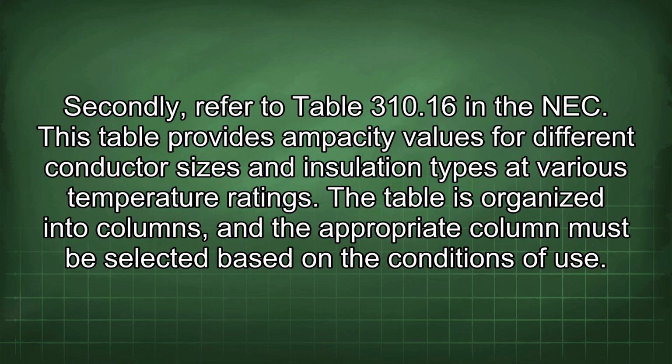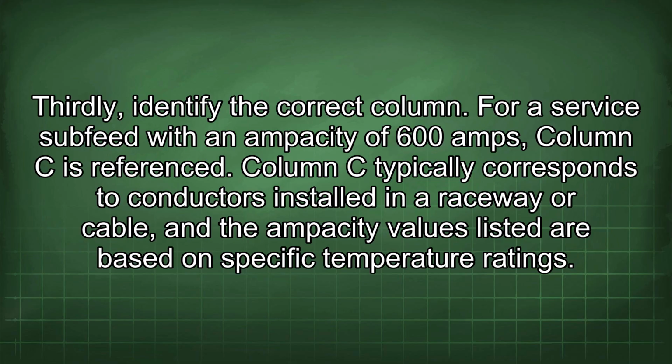Secondly, refer to Table 310.16 in the NEC. This table provides ampacity values for different conductor sizes and insulation types at various temperature ratings. The table is organized into columns, and the appropriate column must be selected based on the conditions of use. Thirdly, identify the correct column. For a service subfeed with an ampacity of 600 amps, column C is referenced.